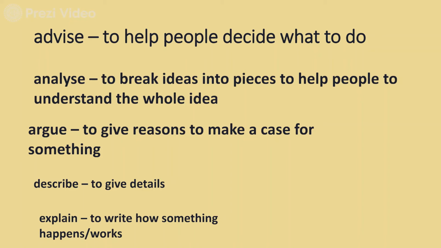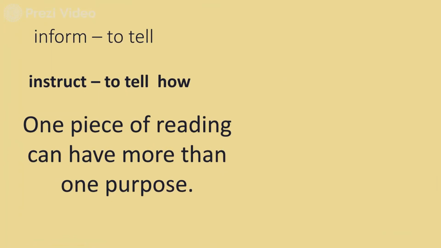Lots of people know how to identify, describe because of the details. And explain, when you're looking at writing, how something happens and works. So make sure you revise the points that you don't know and that you understand purpose. And in particular, look at inform and instruct. Information just tells, but instructions tell how. They are very different. And finally, one piece of reading can have more than one purpose.